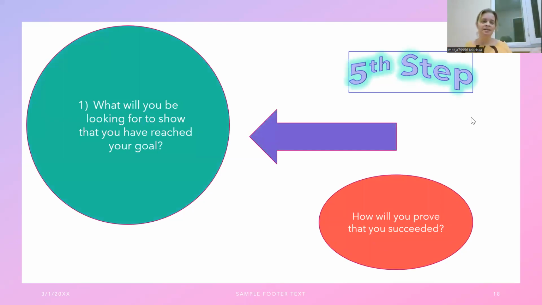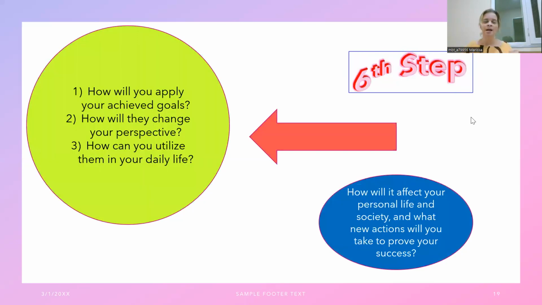Our fifth step is, what will you be looking for to show that you have reached your goal? Okay, how will you prove you succeeded? All right. How will you apply or achieve goals? And how will they change your perspective? And how can you utilize them in your daily life? How will this affect your personal life and society? And what new actions will you take to prove your success?